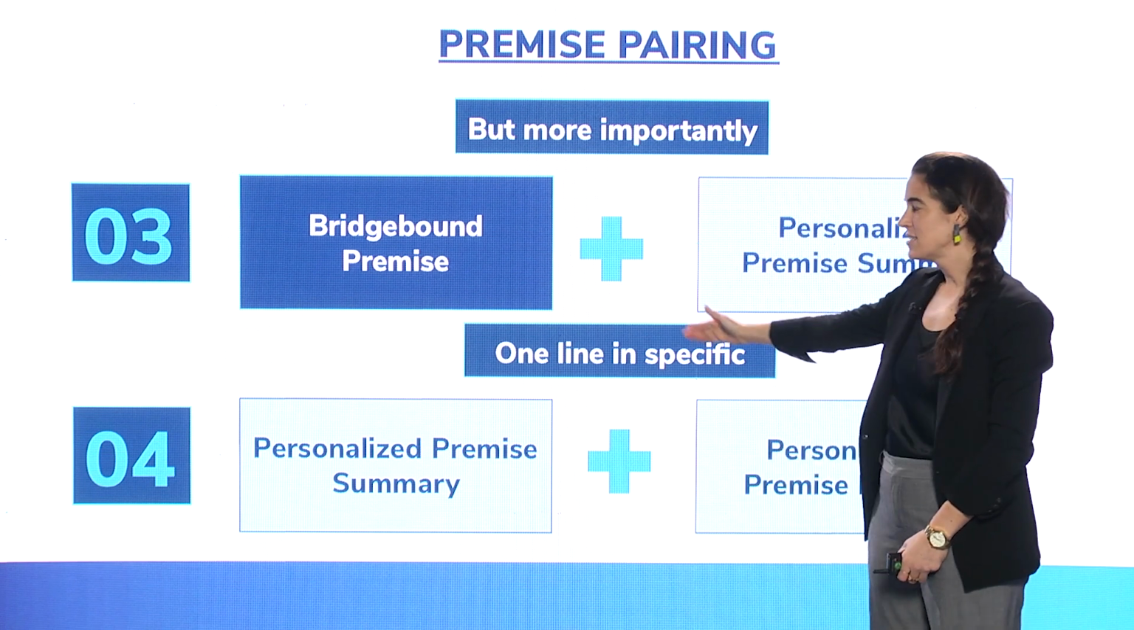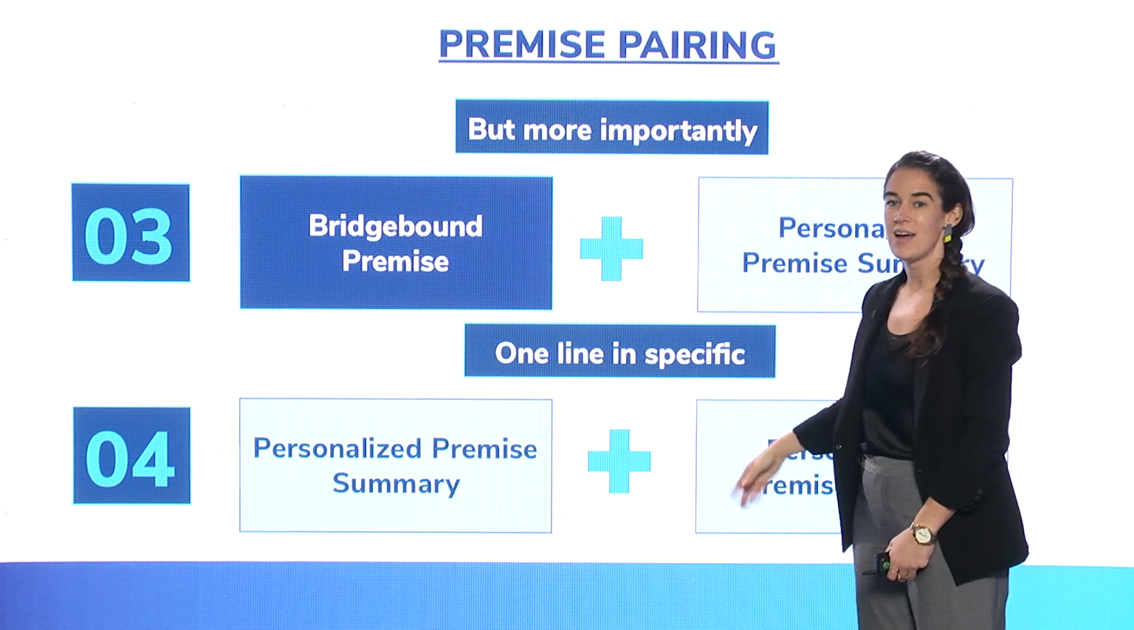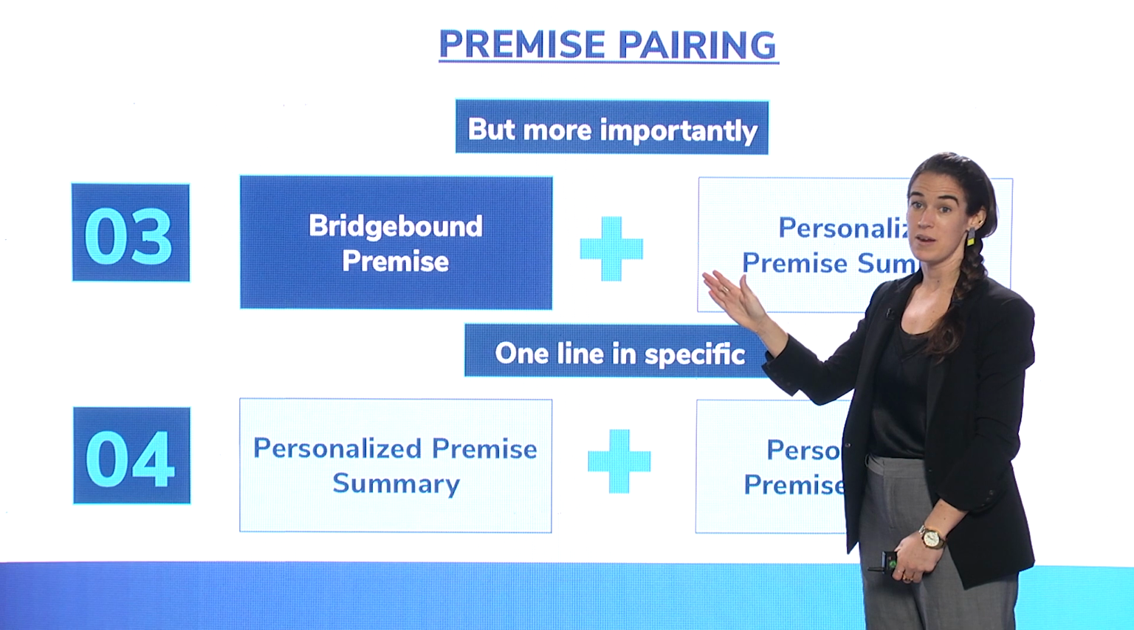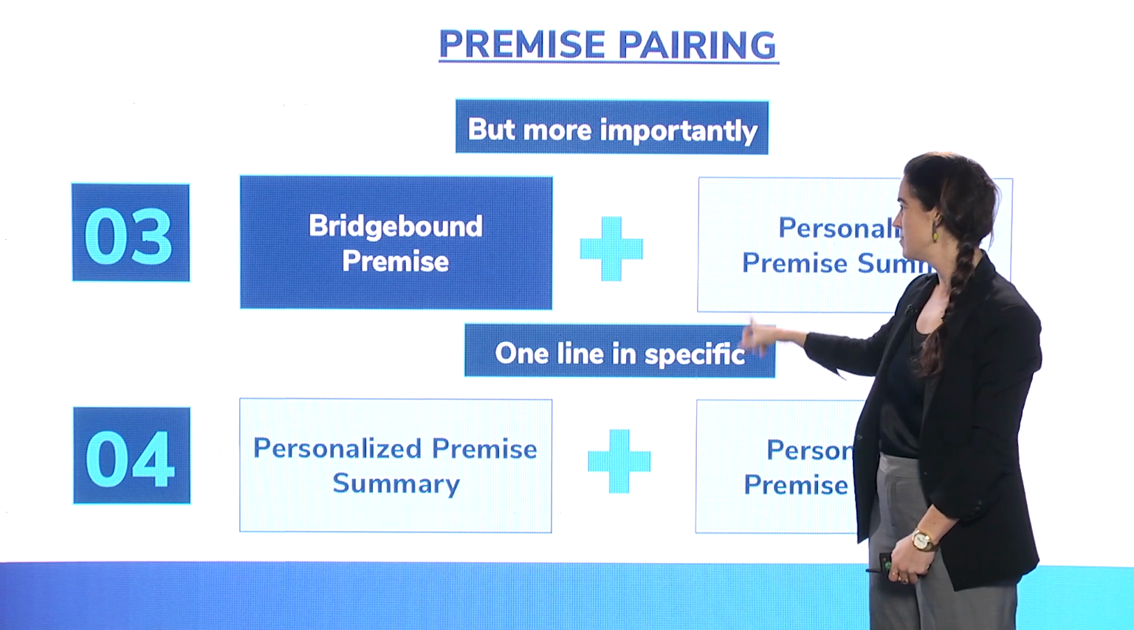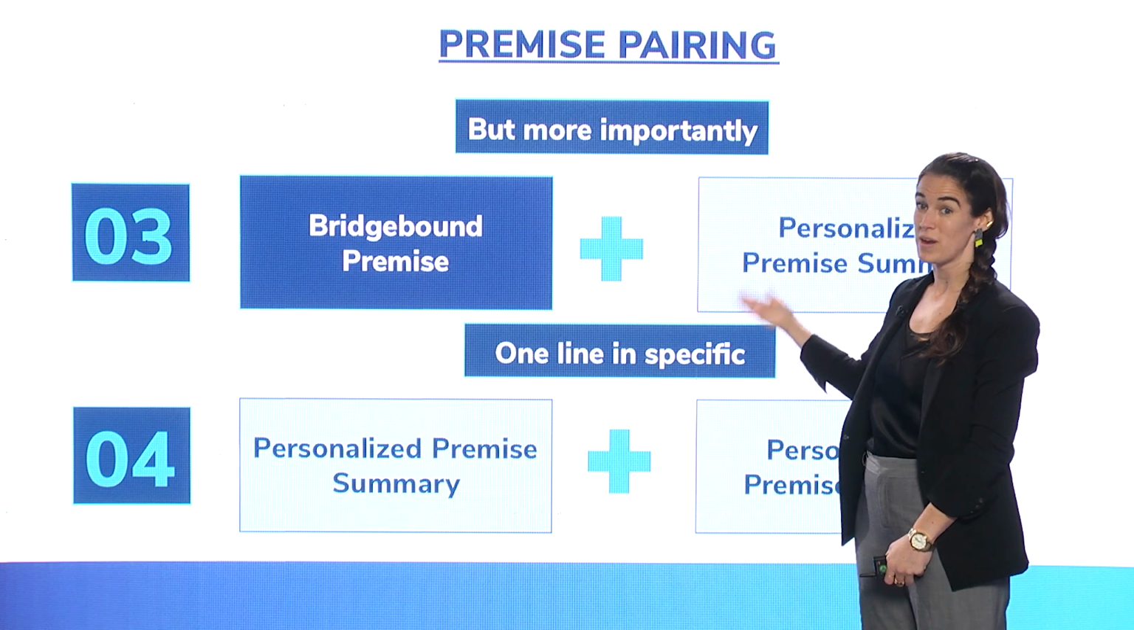And then for the last category, cold outbound, I would go personalized premise summary. And again, in this case scenario, you have no one-to-many premise. So I'd go personalized premise summary, one line in specific. You can automate this language. That's why it's in dark blue. You can write that in.